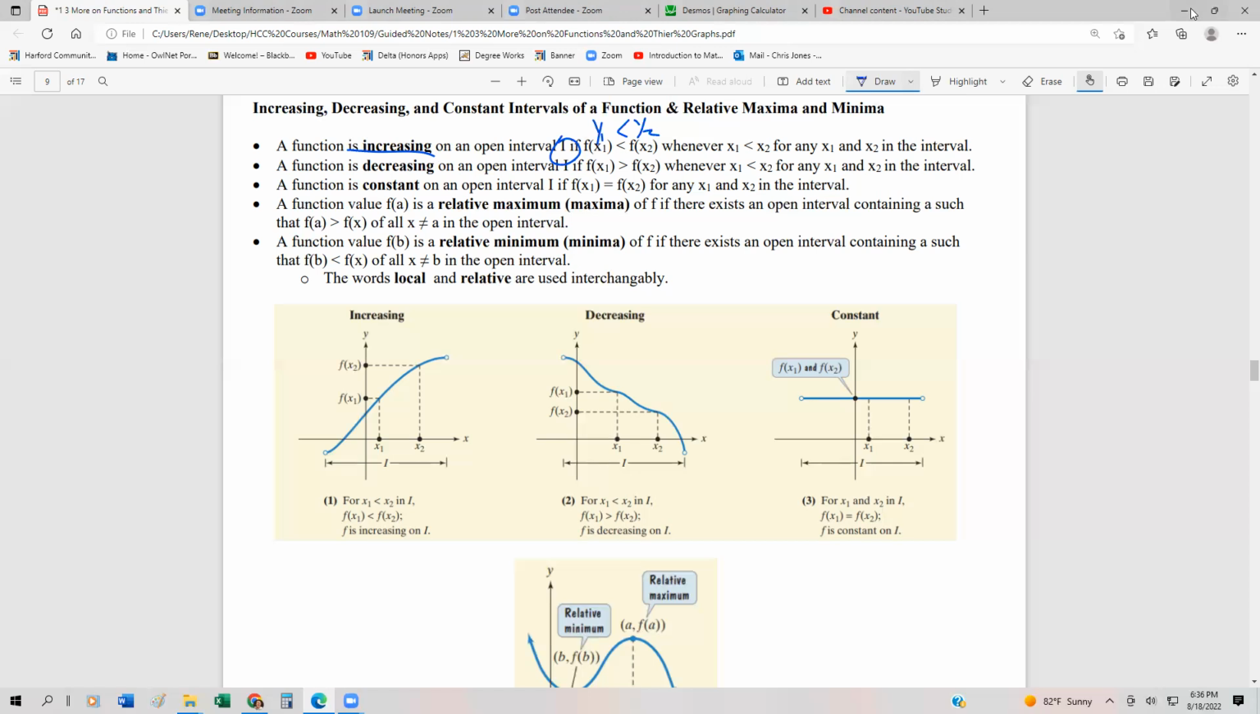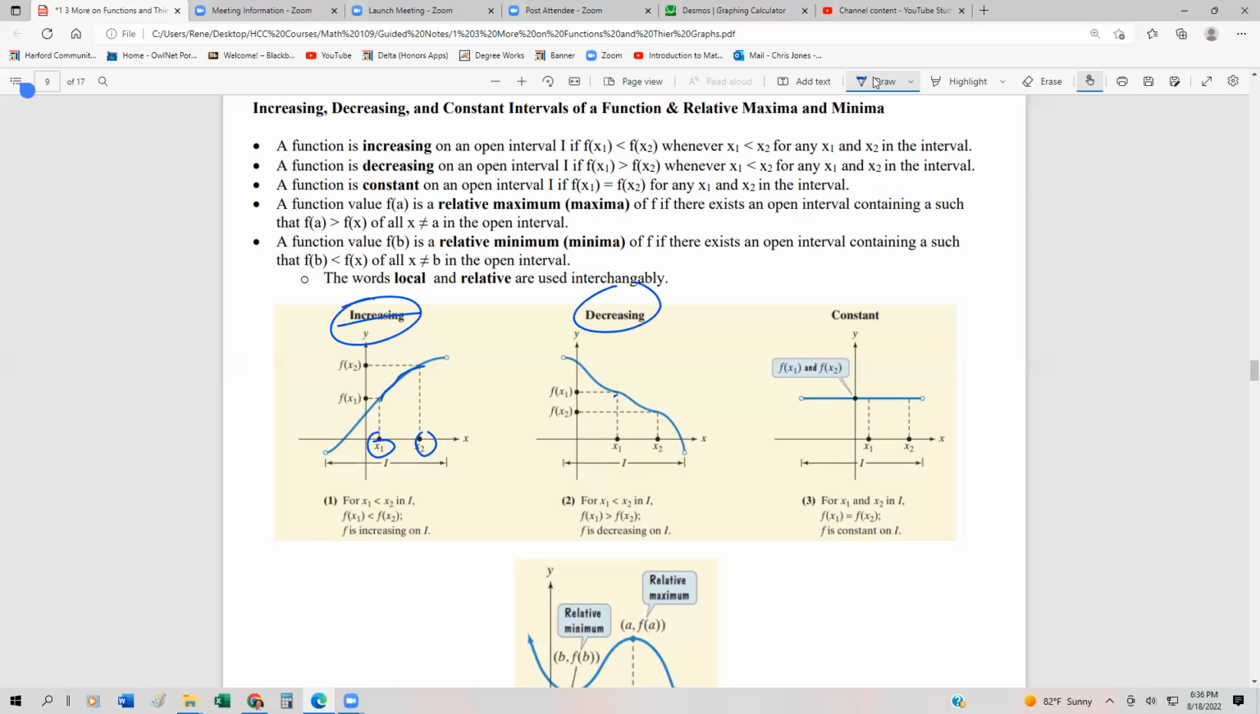If we look at the graph, though, it's a lot easier for us to see what's going on here. So take a look at this interval from x1 to x2, and we notice the y value keeps getting bigger. So that means that it's increasing on that interval.